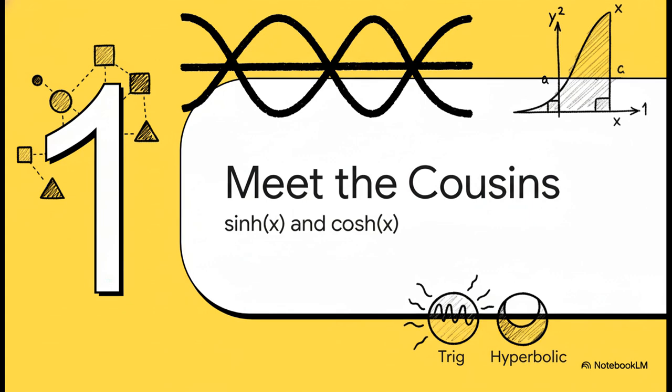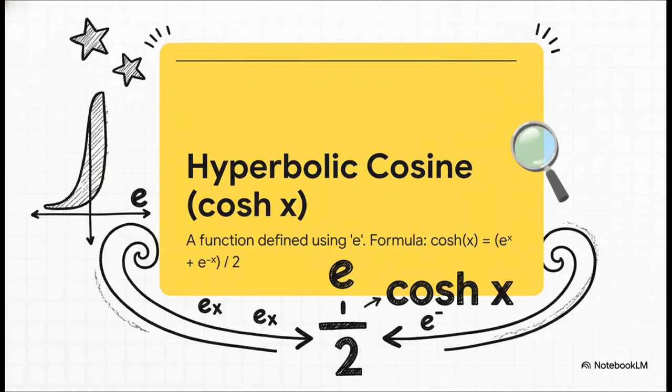Yeah, think of them as trig's weird cousins. They are the answer to the question we just asked. The two big stars of this show are hyperbolic cosine, which we call cosh of x, and hyperbolic sine, or sinh of x. Now, here's the twist. Unlike their cousins, their real identity, their DNA, is all about the exponential number e. Cosh of x is just the average of e to the x and e to the negative x.